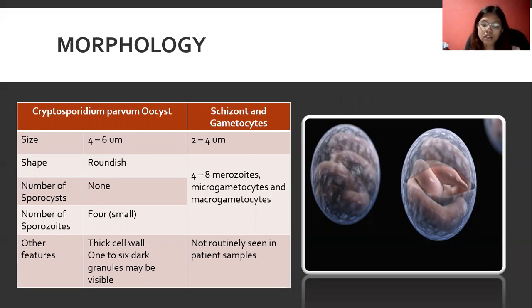Other features include thick cell wall, and 1 to 6 dark granules may be visible. While the schizont and gametocyte are 2 to 4 micron. It has 4 to 8 merozoites, microgametocytes, and macrogametocytes, and it is not routinely seen in patient samples.